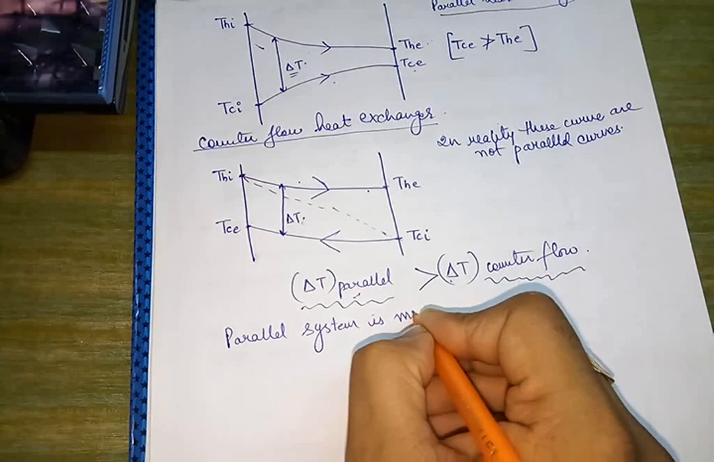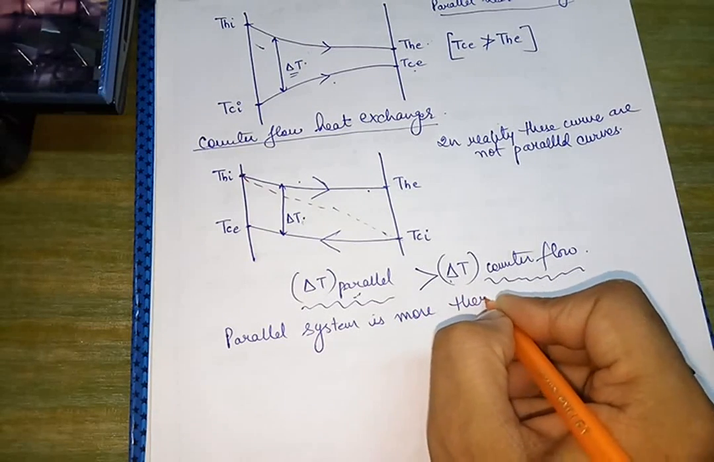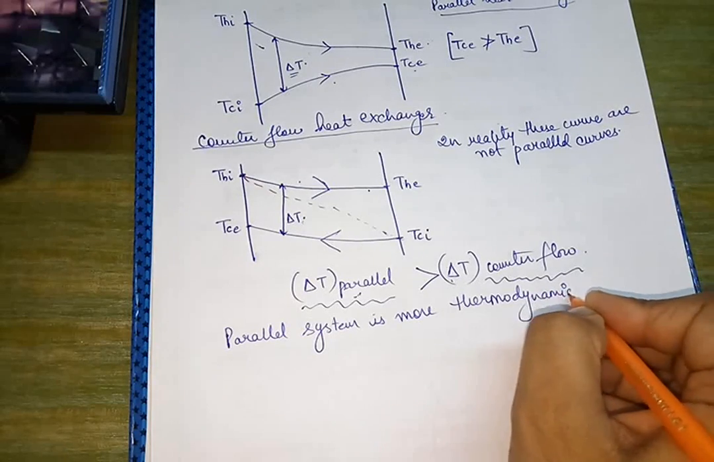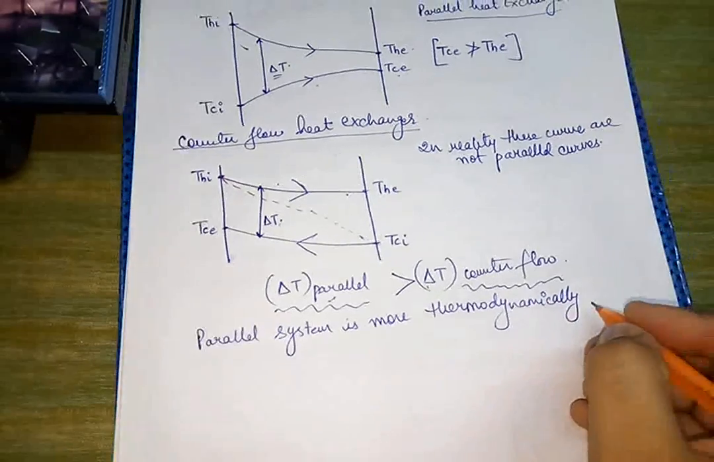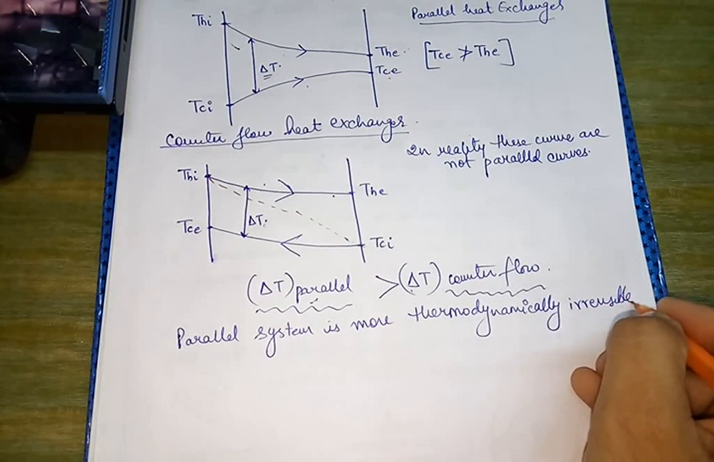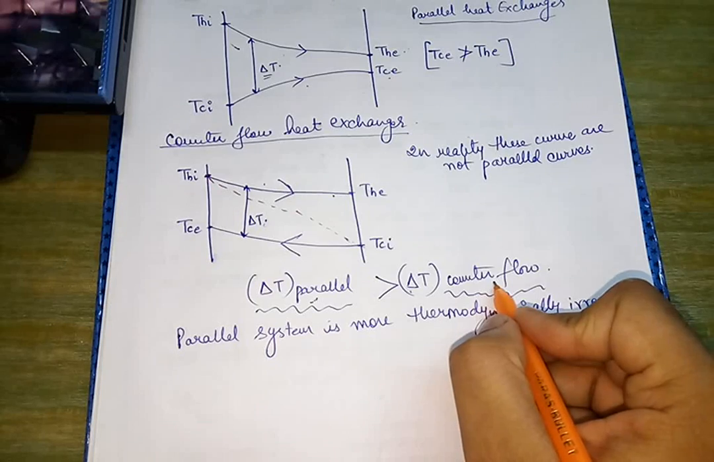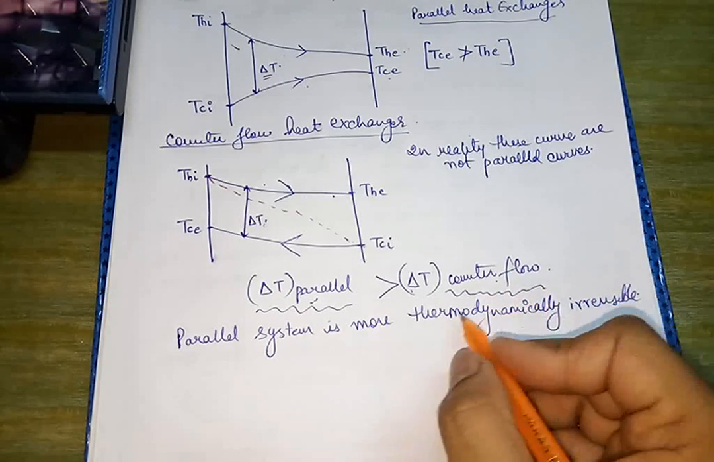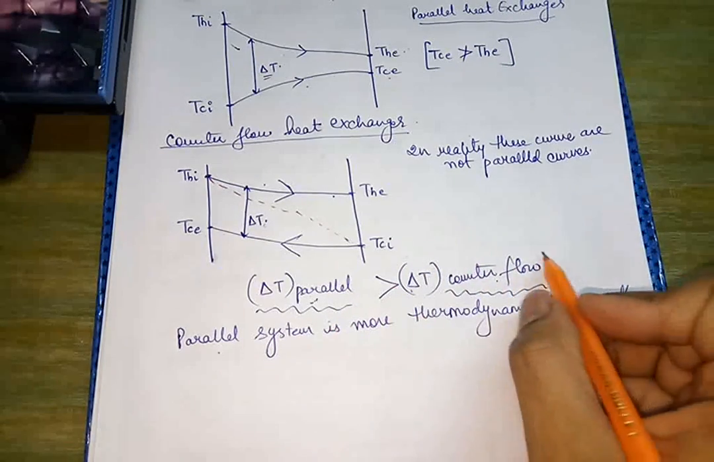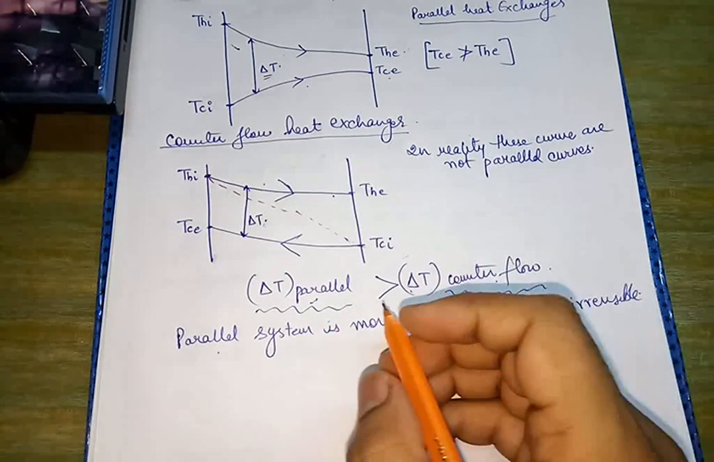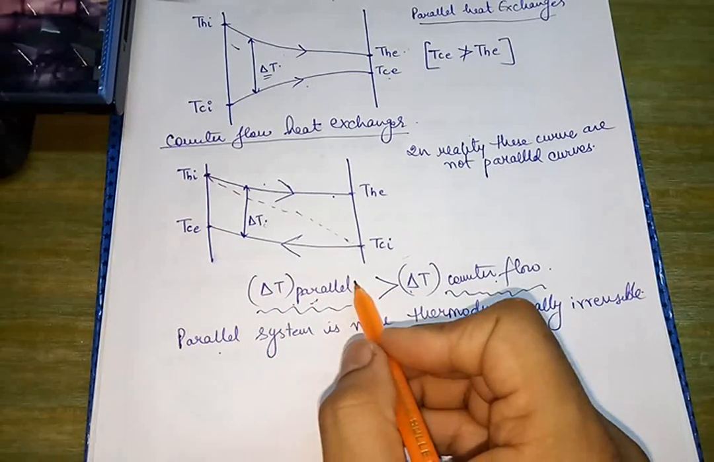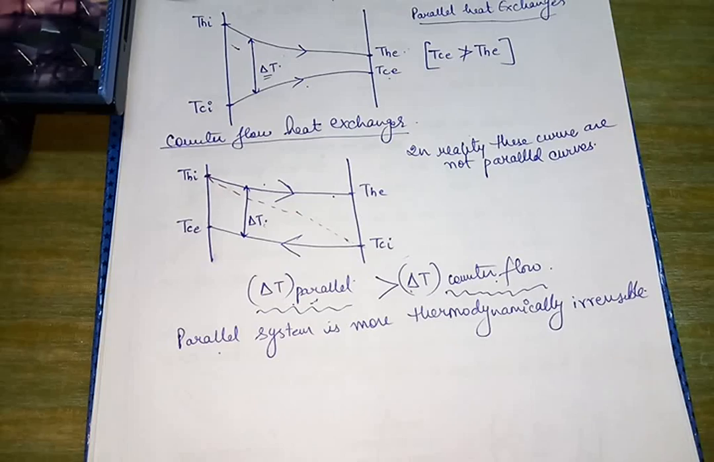is more thermodynamically irreversible. It is thermodynamically irreversible, and this counter flow system is much more reversible as compared to the parallel flow system, because in case of the counter flow system the delta T is very much less, hence irreversibility in counter flow is less and irreversibility is much more in case of the parallel flow systems.